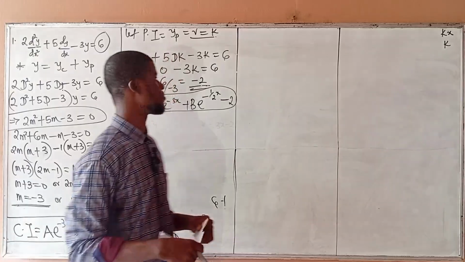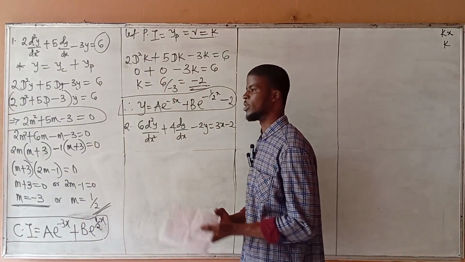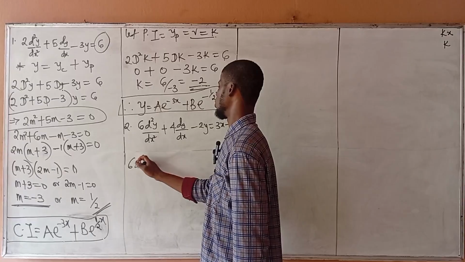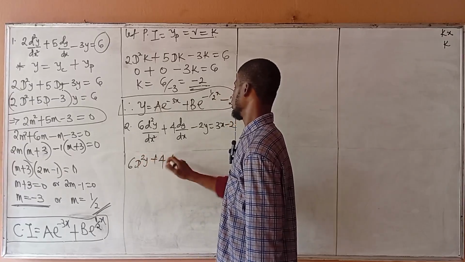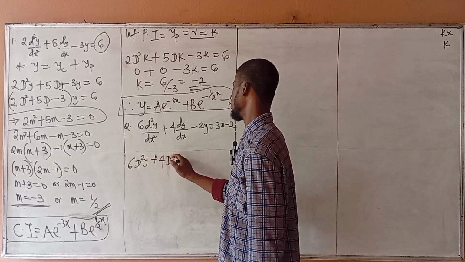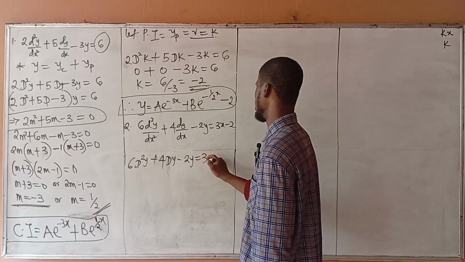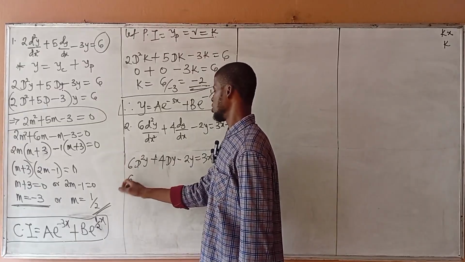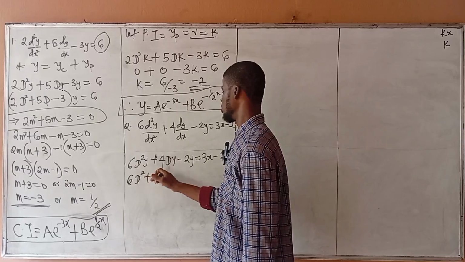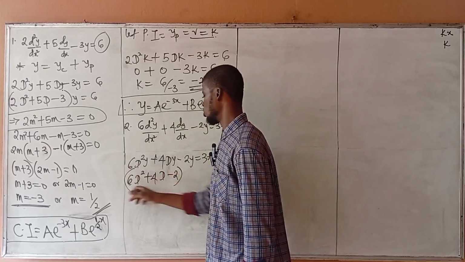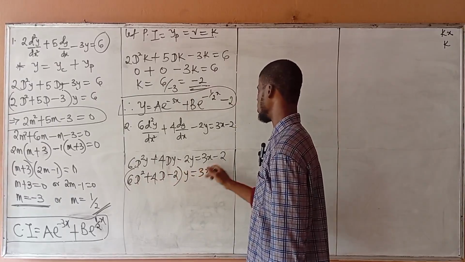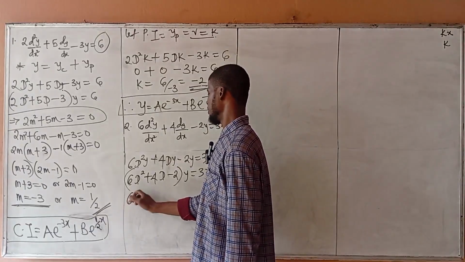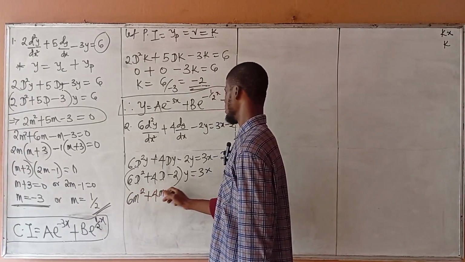Alright, let's see the second question. Let me go straight to the operator D form of this. It's going to be 6 D squared y plus 4 dy minus 2y equals 3x minus 2. Alright, let me factor the y out. So it's going to be 6 D squared plus 4 D minus 2, all into y, equals 3x minus 2. Alright, auxiliary equation. It's going to be 6m squared plus 4m minus 2 equal to 0.